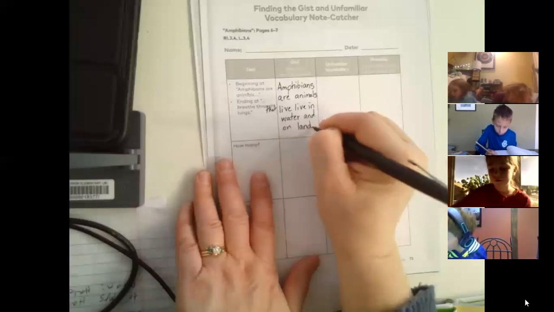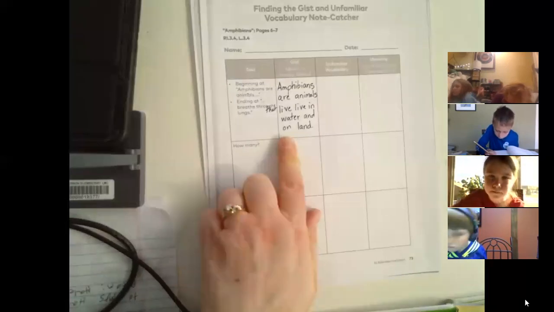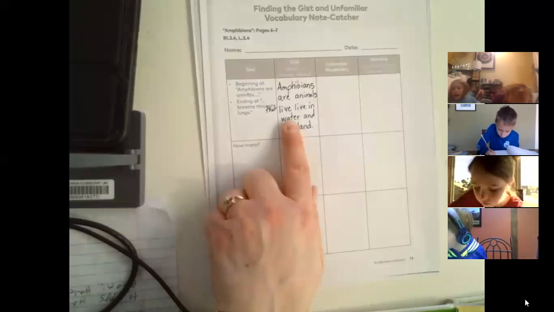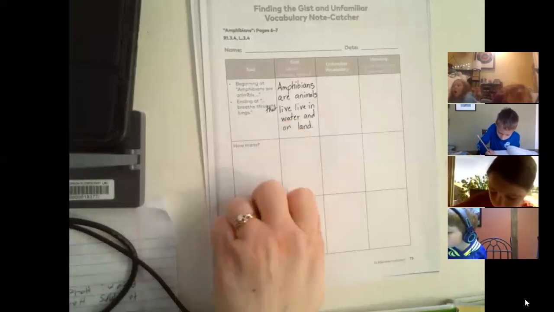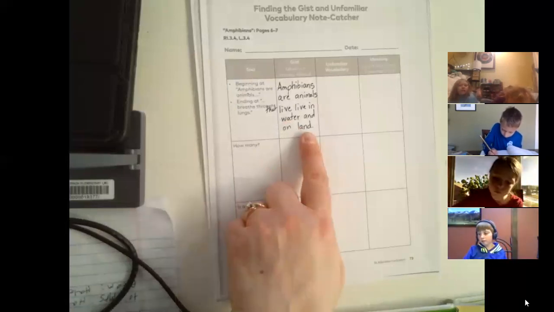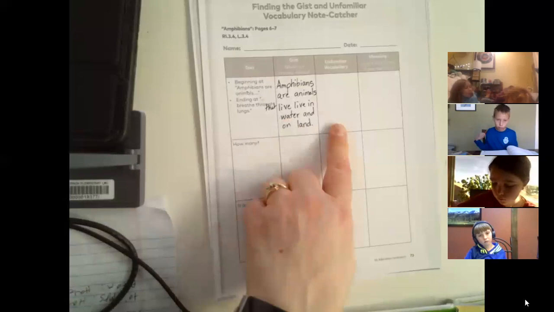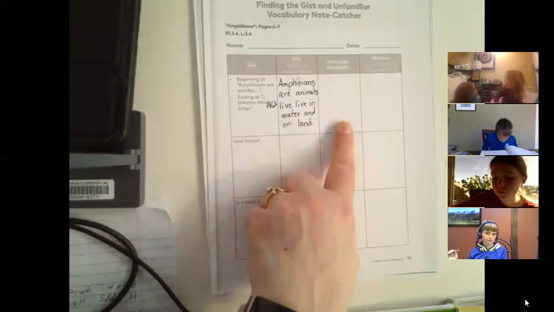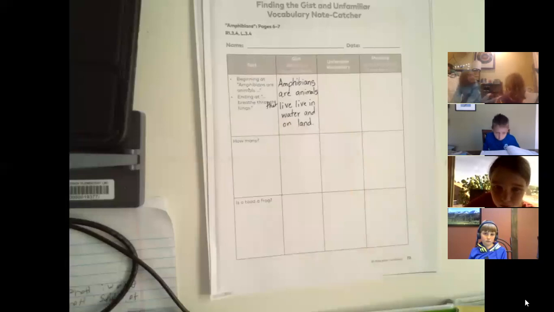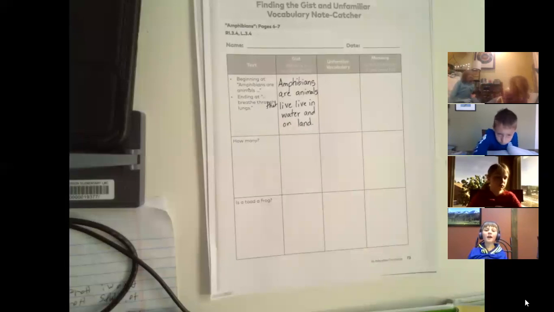If you think about it, their skin has to be damp. So there's where our water comes from. Okay. Adult amphibians also breathe through their lungs. If they're breathing through lungs, they must be on land. Right? Land. Are there any words that you're not sure of that we could add to our unfamiliar vocabulary? Now we could list things like newts and salamanders. If you're not sure what a newt is, you could put newt. You could also put salamander.